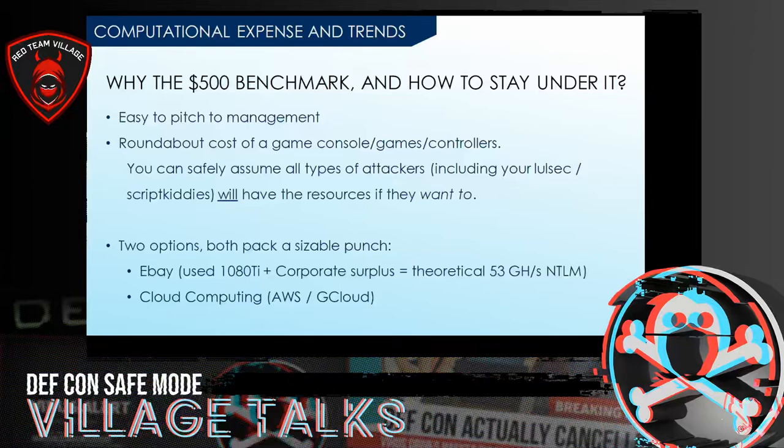It's also an amount that can pack a sizable punch regardless of the path you take, either owning a cracking rig or renting out cloud computing. $500 is more than enough to go off and build a small cracking system out of a GPU from eBay and some outdated desktop parts, which you might have found in a dumpster, which should net you the theoretical max of 53 gigahashes against NTLM.